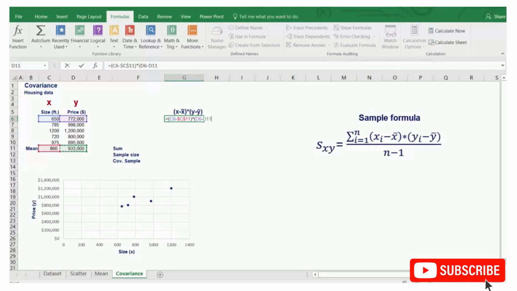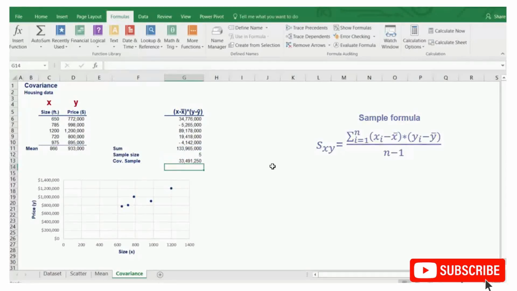Once we're ready, we have to perform this calculation for all the houses that we have in the table, and then sum the numbers we've obtained. See? Great! Our sample size is 5. Now we have to divide the sum above by the sample size minus 1. The result is the covariance.